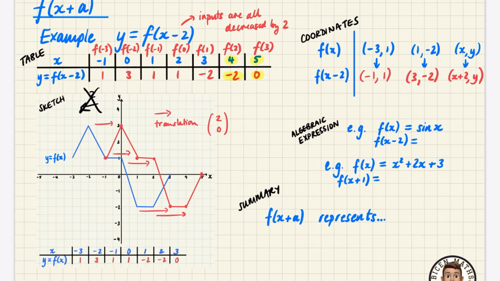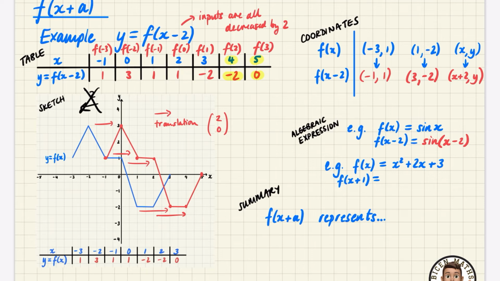So what might this look like algebraically? Well, we're talking about the input changing now. It's no longer an input of x, it's going to be an input of x minus 2. So it's not going to be sine of x, minus 2. That would be representing f of x minus 2, with the subtract 2 happening afterwards. Instead, the input needs to change. So I'm going to open up some brackets here, and I'm not putting x inside the sine function. Instead, I'm putting in x minus 2.